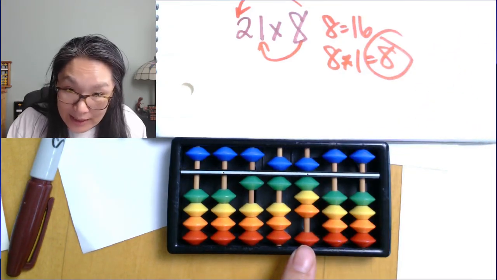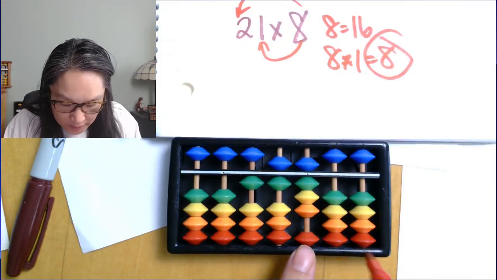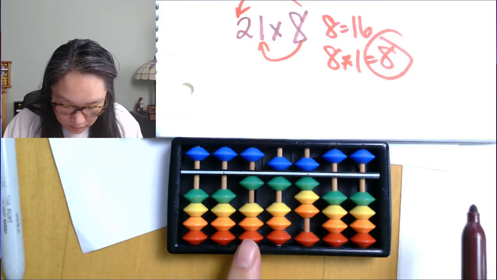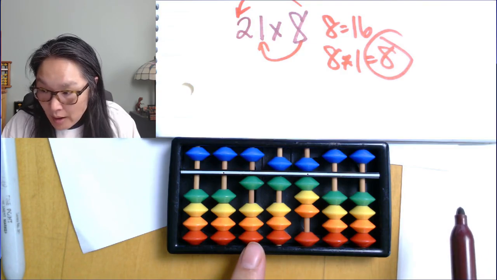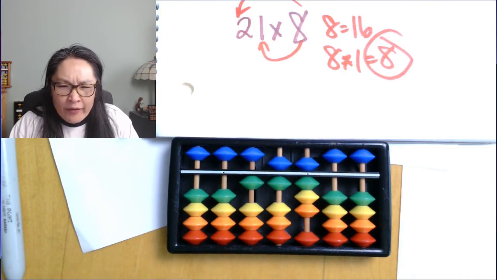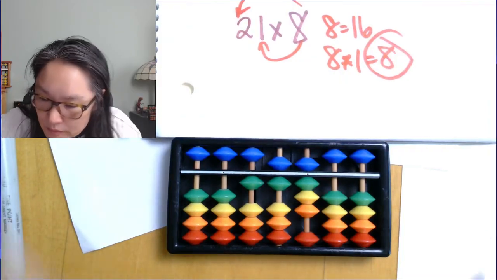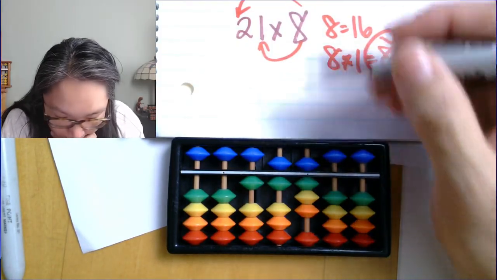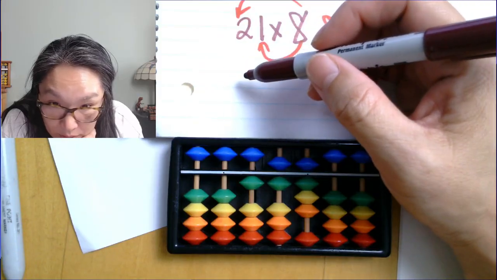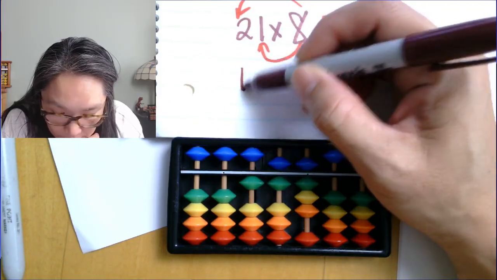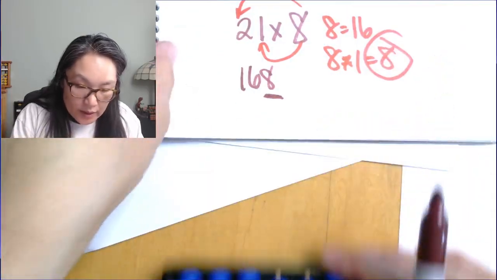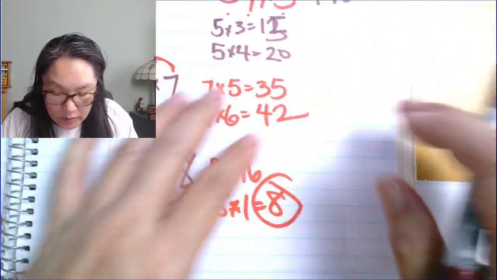So if we're okay with that, then we can do double digit. So what's my final answer? 1, 6, 8. Yes. So if we understand this 8, and we understand how to go back one column, now we can do the next one.